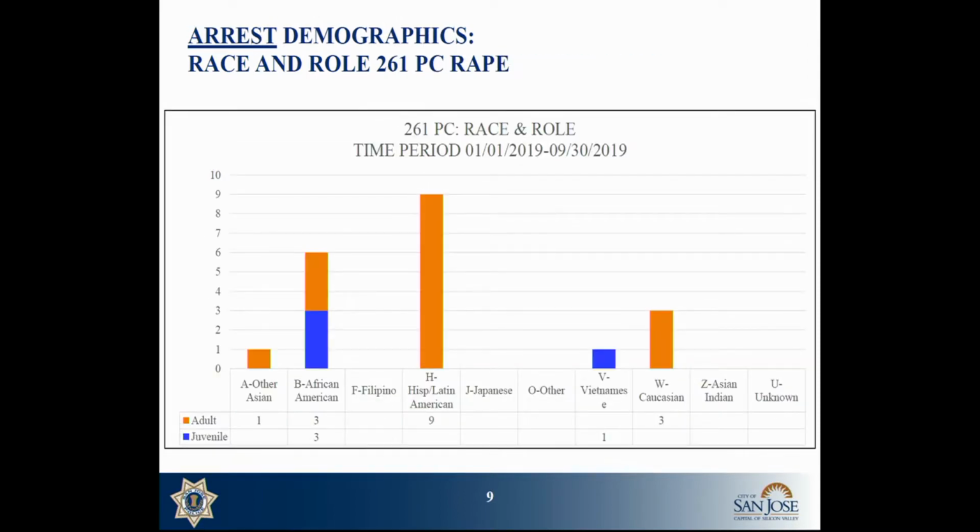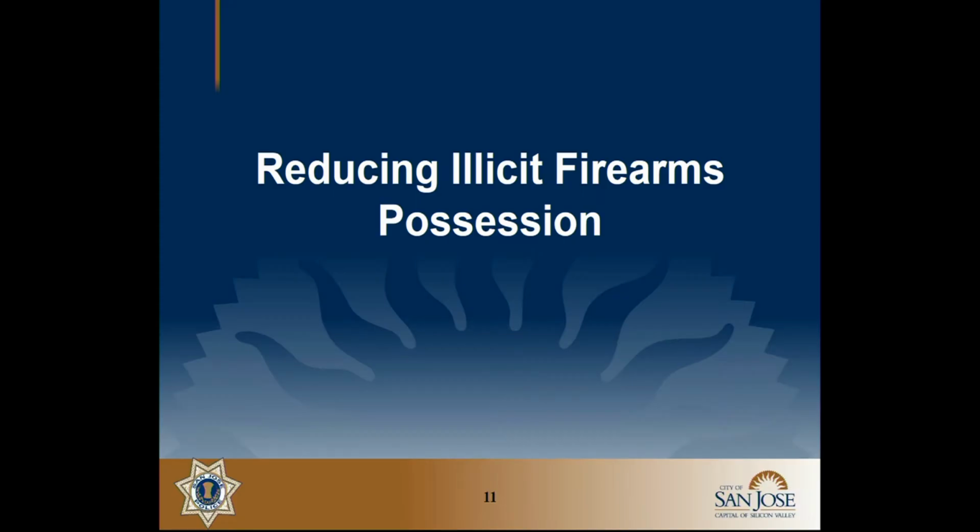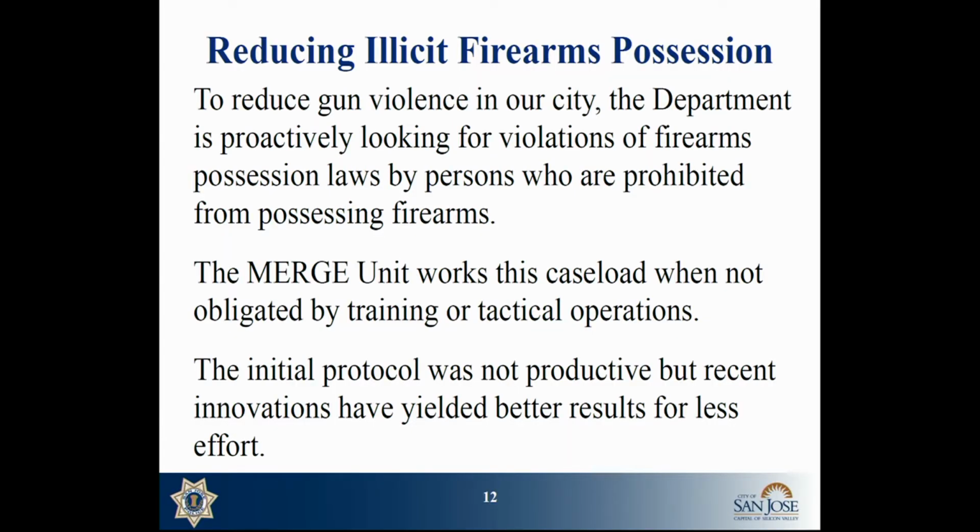I apologize for hitting the back button when I should be going forward. Here we go. All right, so our next subject is going to be talking about illicit firearms. We've been working real hard to try to reduce the number of illicit firearms possession we have throughout the city. We suspect there may be some linkage between this and our aggravated assault numbers. And this is one of a number of things that we're trying to do to reduce dangerous assaults in the city of San Jose.